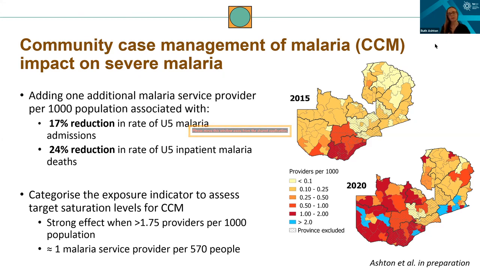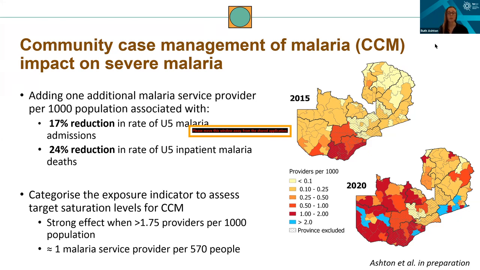So these numbers can sometimes be a little bit more difficult to interpret, especially if you come from more of a policy angle than a research angle. So one of the ways that we further developed this analysis to try and provide some really clear messages for policymakers was to attempt to answer the question of at what level of malaria service provider do you really start to see this large impact on severe malaria?